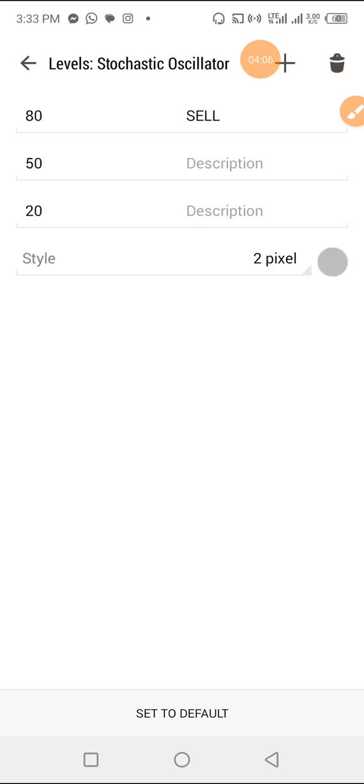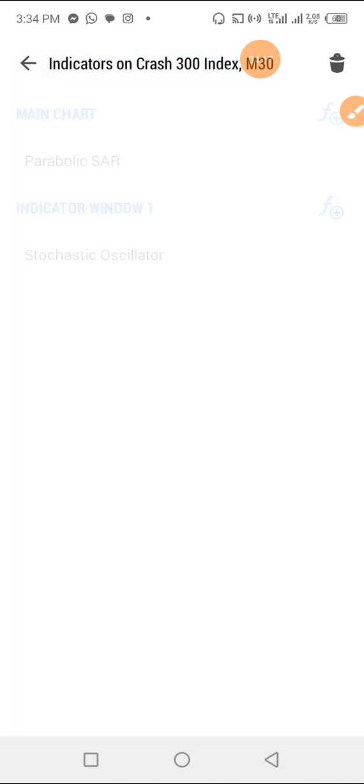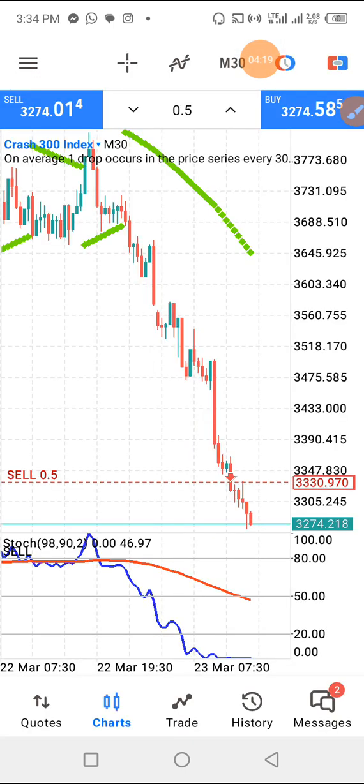Then we have levels. We have level 80 for sell. At level 50, you can take your first order, then if price crosses, you continue with the trend, while level 20 is for buy. So we click save, and your chart will look exactly like what you have here.